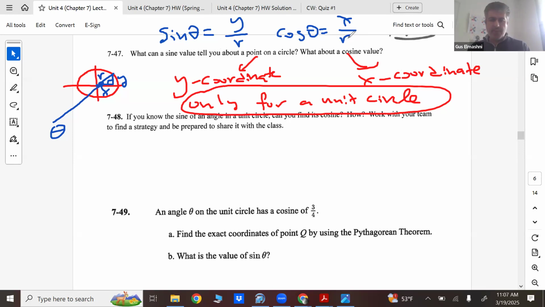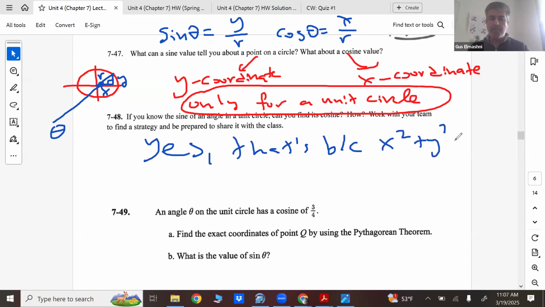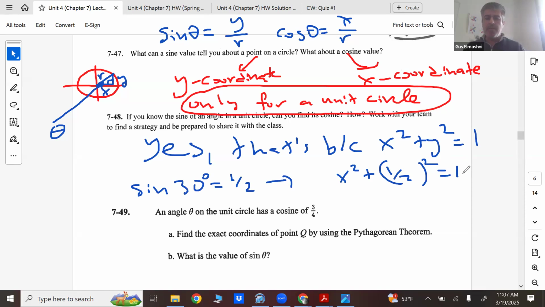For 748, if you know the sine of an angle in a unit circle, can you find its cosine? Yes. And that's because x squared plus y squared equals 1. So say, for example, I have sine 30 degrees equals 1/2. So you could do x squared... Okay, so by the way, if you look this up, or punch it in a calculator... Oh, we should know that.